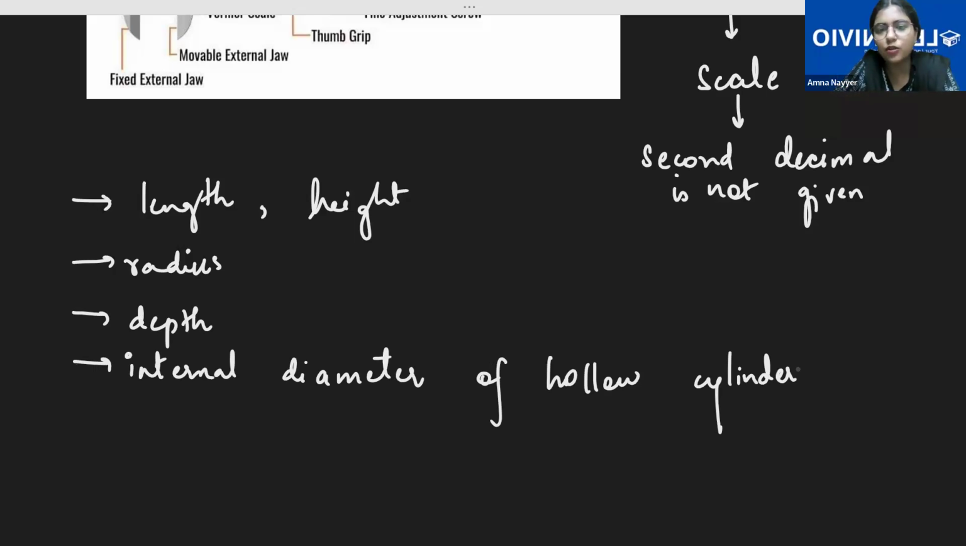Now see, you don't have to remember all of these things. Basically the usages and all, nobody is going to ask you the usage at least. So what we have to do here, I'll just straight away tell you the least count for this, because that is what is important to you.